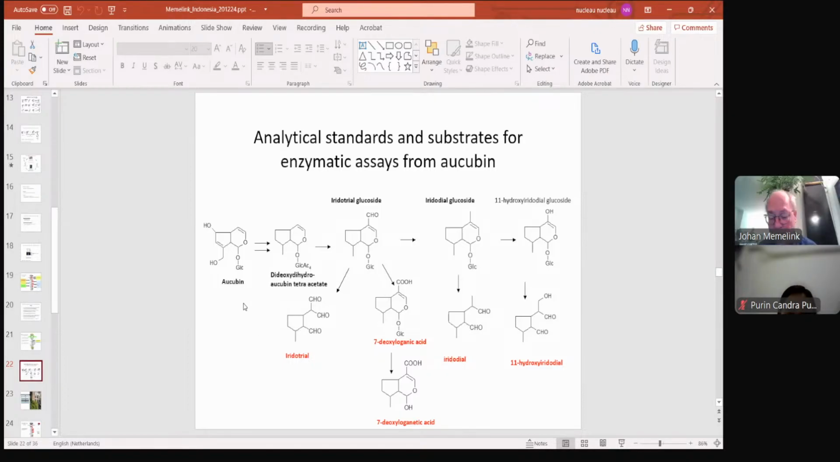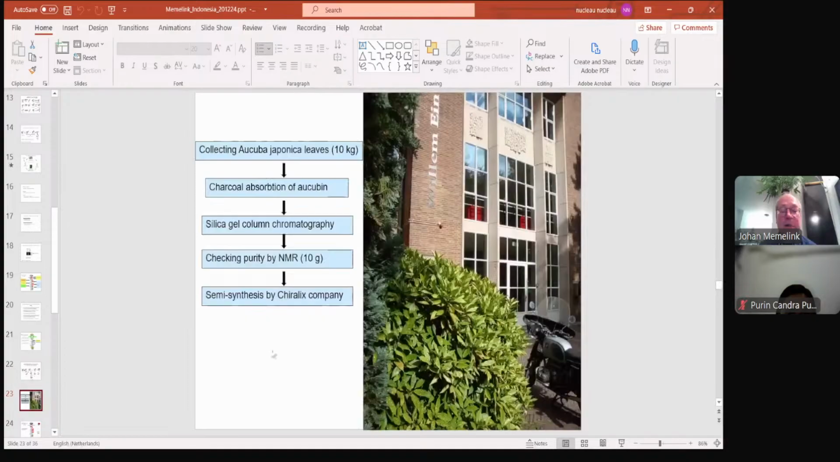And then we went to a chemical company in Holland called Chiralix, and we said, can you do this? Can you reproduce this if we supply alcubin? And they said, yes, we can do this. We can make 100 milligrams of each of these compounds if you give us 10 grams of alcubin. And alcubin is also not commercially available. So my PhD student then went on to actually isolate alcubin himself.